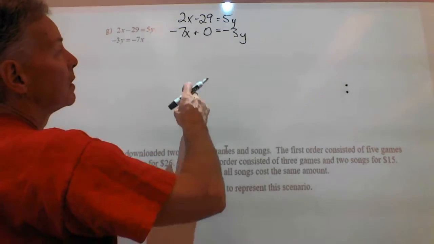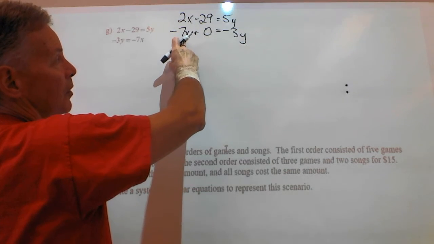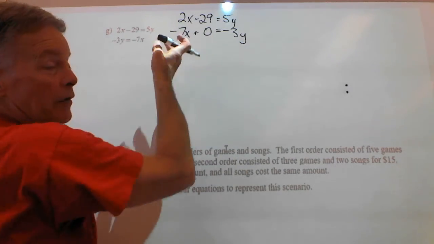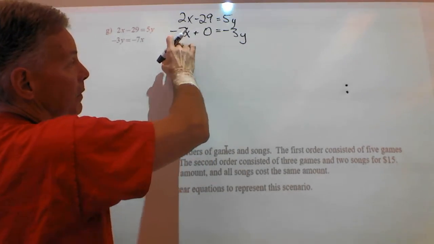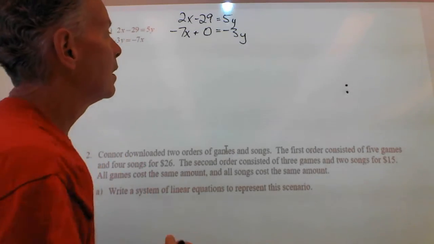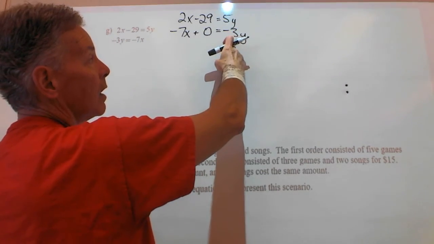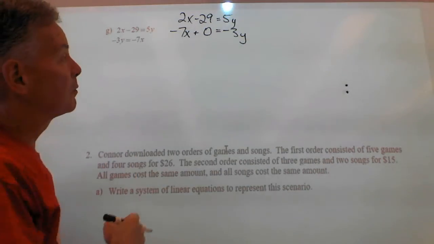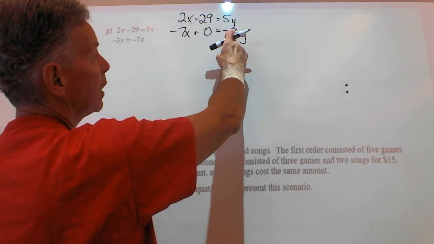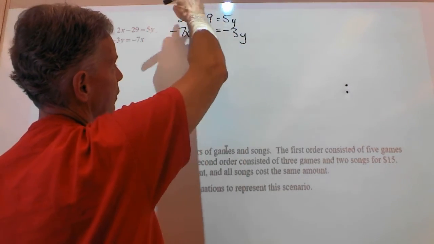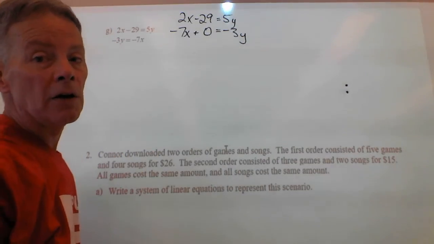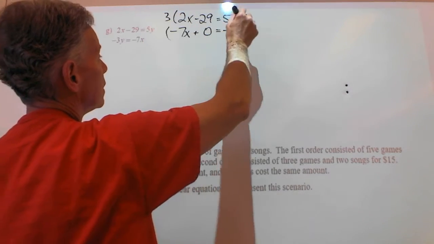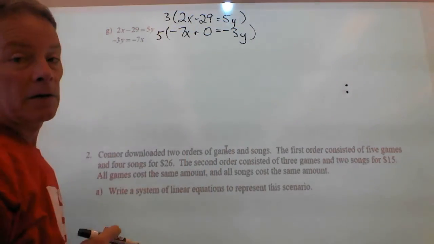So, you have a 2 and a 7 in front of your x's. So I could find the least common multiple of 2 and 7, 14, and manipulate my equations to get 14. Or I could do manipulating to get the same coefficient in front of the y. I could multiply the bottom by 5 to get 15y, and the top by 3 to get 15y. And I think that's what I'm going to do. I'm going to multiply the top by 3 and the bottom by 5.